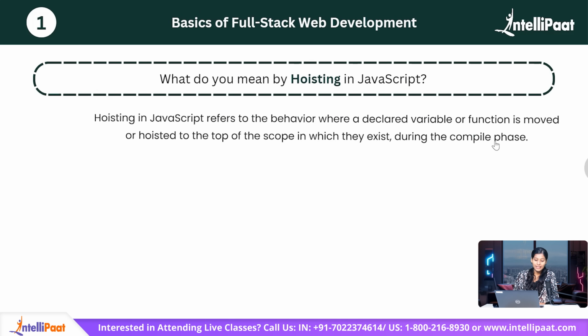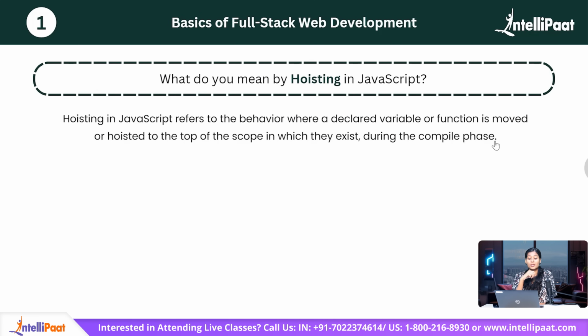So, in technical terms, hoisting in JavaScript refers to the behavior where a declared variable or a function is hoisted to the top of the scope in which they exist during the compile phase. Now, JavaScript has a lot of weird behaviors. This is one of those behaviors in which a variable, when it is declared, not initialized, just declared, is hoisted to the top of the scope where it is existing.